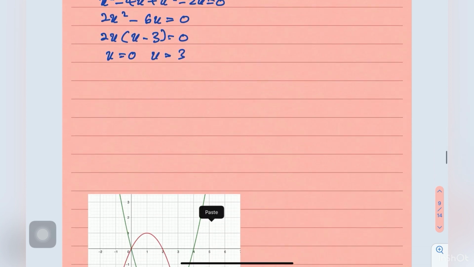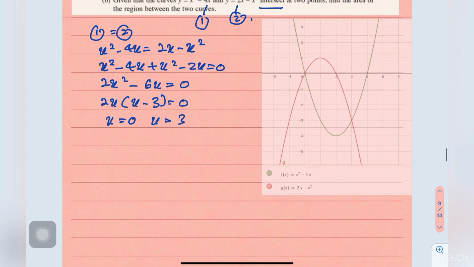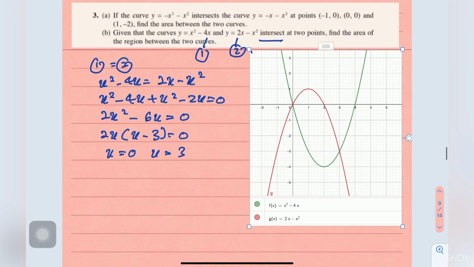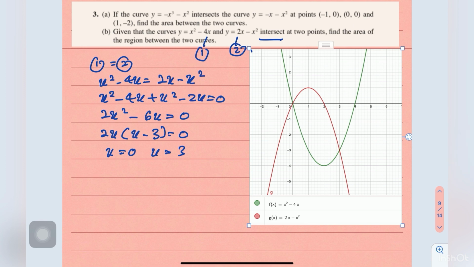Okay, so here I have that graph, sketched using GeoGebra. I sketch the two graphs. For y equals x squared minus 4x, it is the green parabola with a minimum point. The parabola with a maximum point, for graph y equals 2x minus x squared, is the red one. So we need to find the area of the region between the two curves. The region between the two curves is this one, this area.